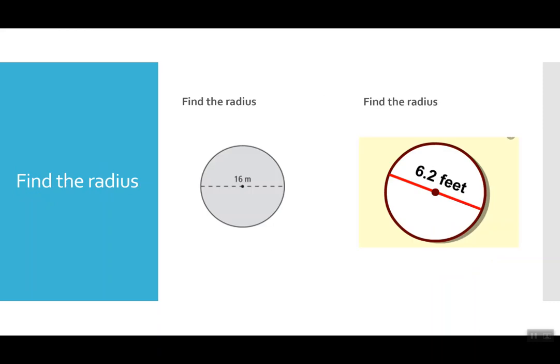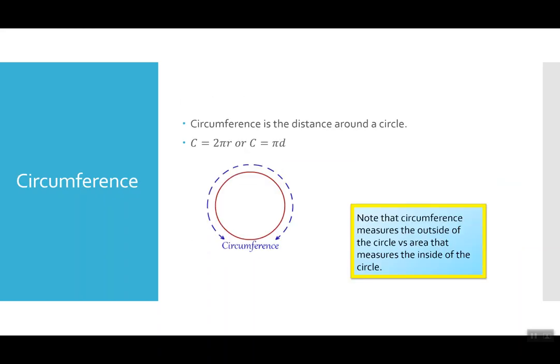Let's find the radius of these two circles. So in the first circle, I can see I have a diameter of 16 meters. To find the radius, I divide by 2, which gives me 8 meters. In the second circle, I have a diameter of 6.2 feet. If I divide that by 2, I have a radius of 3.1 feet. So I bothered to talk about going from the diameter to the radius because we often use radius in our calculations. The first calculation we'll talk about is circumference.